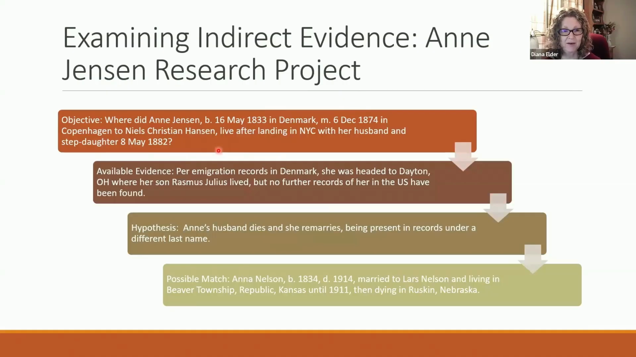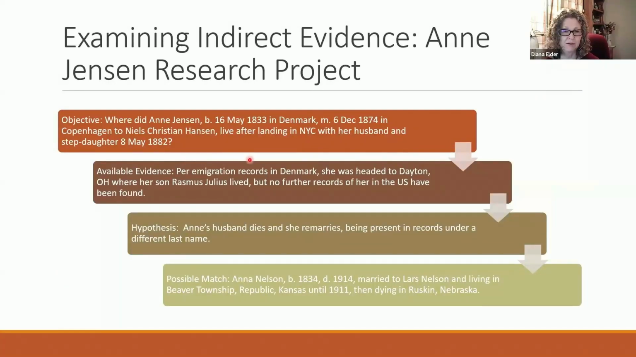But we're trying to figure out where she lived after coming to the United States. And this can be a challenge, finding an ancestor who has immigrated, figuring out where did they go? Are we connecting the right person in the US with the right person who was in Denmark and landed? So we've got some available evidence we're going to look at.